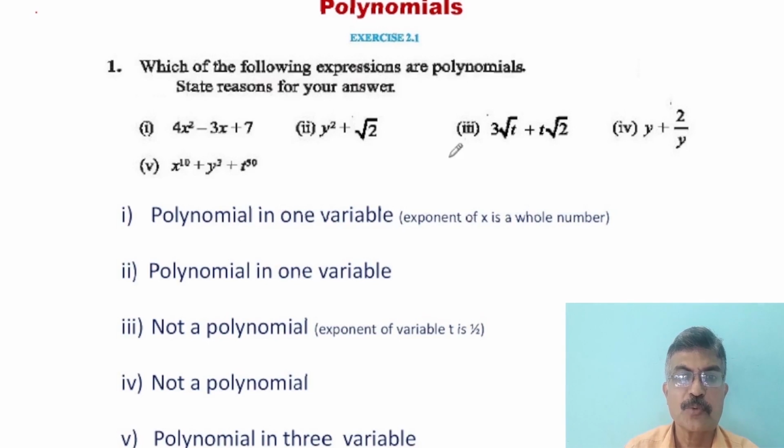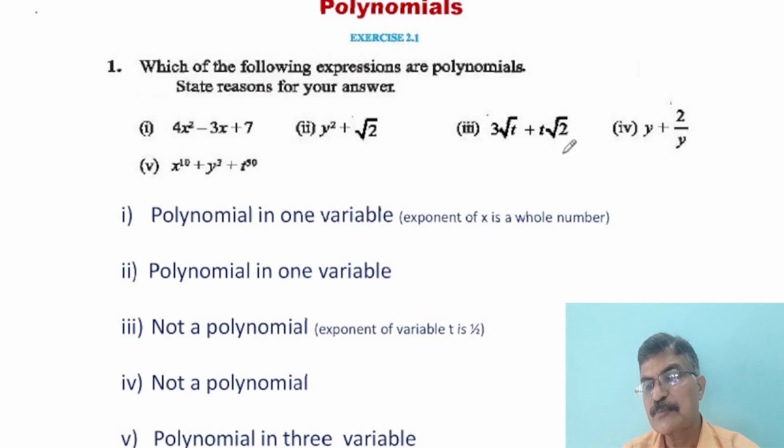Consider the second one: y square plus 2 root 2. The variable used here is y. The exponent of y here is 2. This is a whole number, so this is a polynomial in variable y.